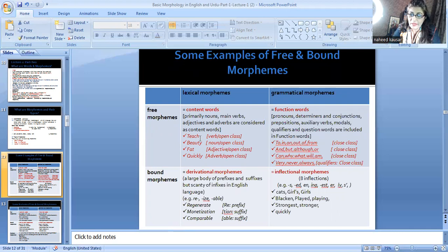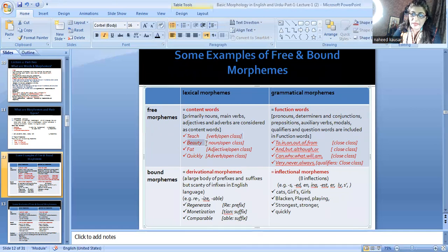If we consider the word teach, it is grammatically a verb. It is a member of the open class. And if we consider the word beauty, it is a noun and it is also a member of the open class. The word fat is an adjective and belongs to an open class. And the word quickly is an adverb and belongs to the open class.